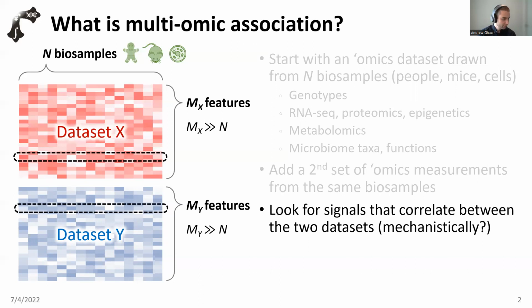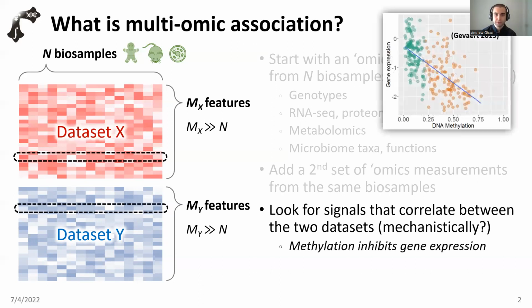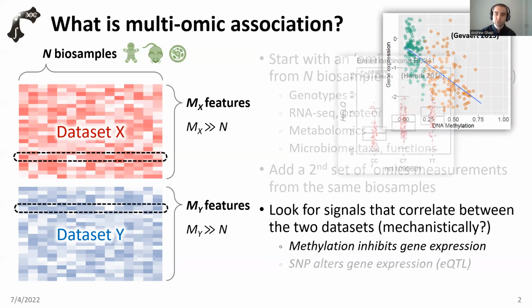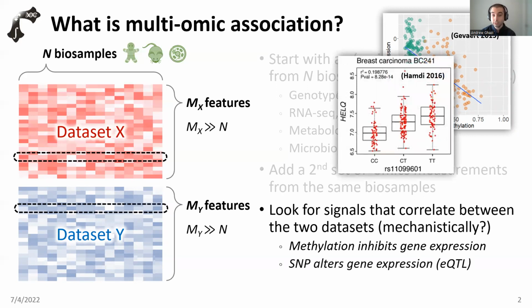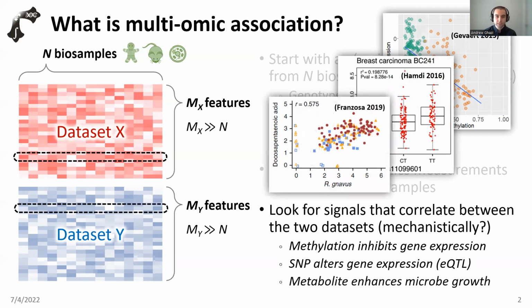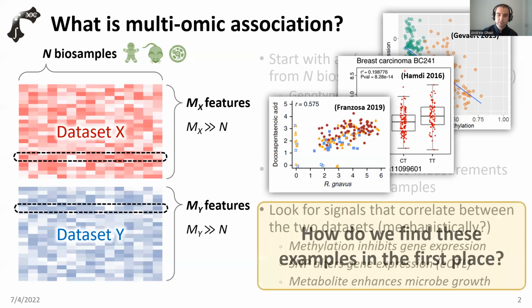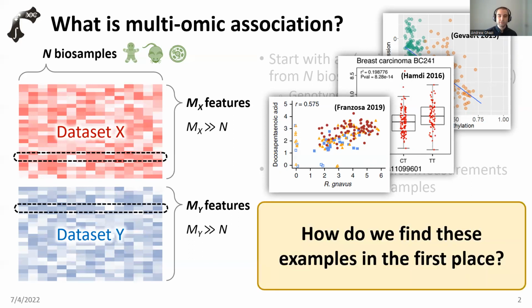There are a lot of examples that you can probably think of from the literature. Things like methylation QTLs that affect gene expression, or eQTLs where individual SNPs are affecting expression, or things from microbiome sciences where the abundance of a particular microbe is associated with some downstream metabolite. The main methodological question is, how do we find these examples in the first place, given that we have such a large feature space in both of our two data sets?